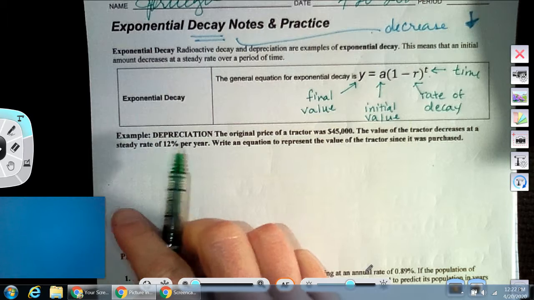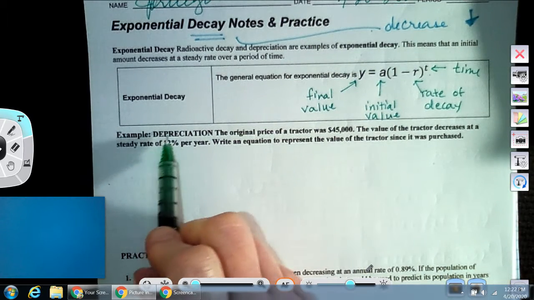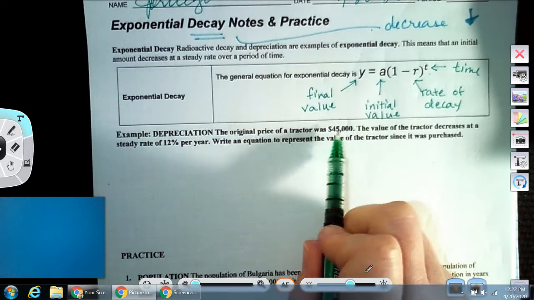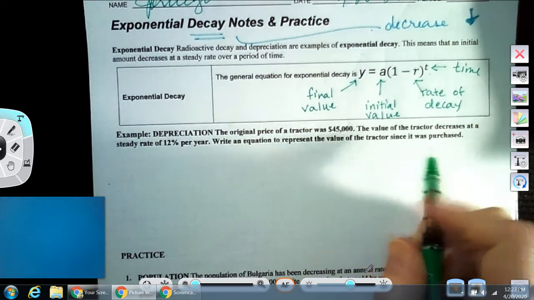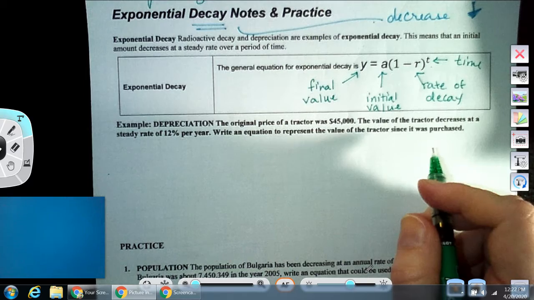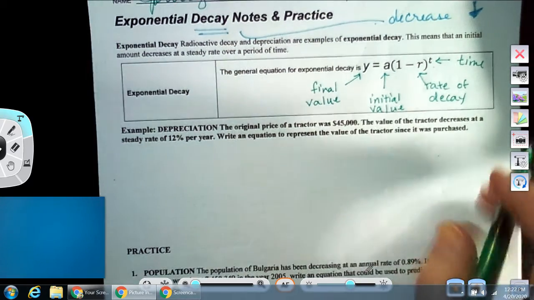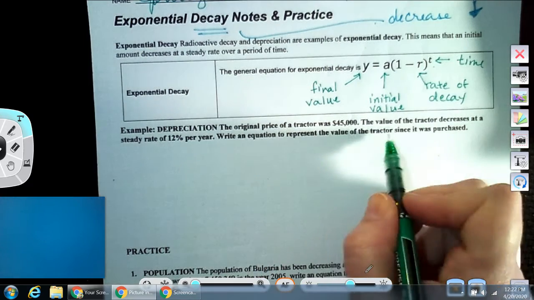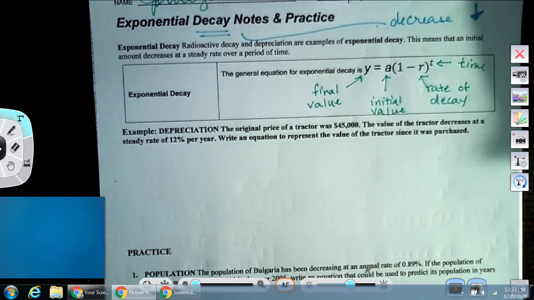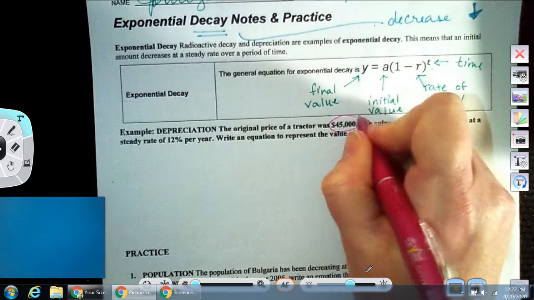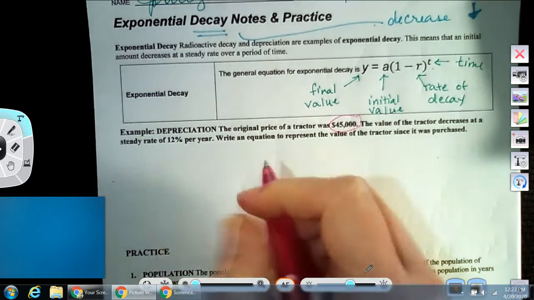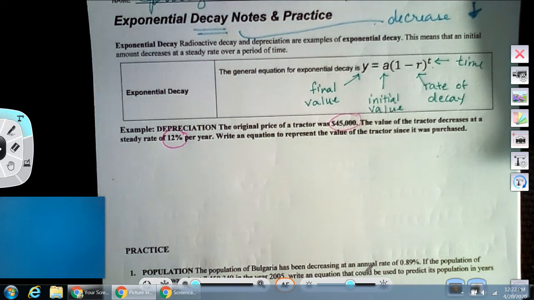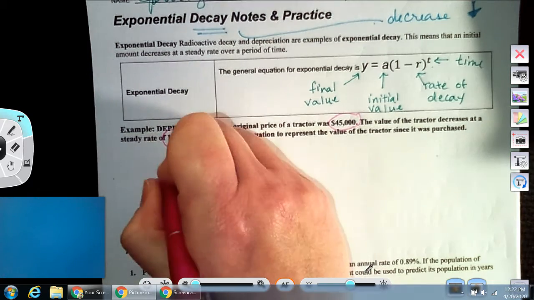So example, depreciation. Depreciation means something's getting smaller. The original price of a tractor was $45,000. The value of the tractor decreases at a steady rate of 12% per year. Write an equation to represent the value of the tractor since it was purchased. So we have 2 numbers. We have the initial value of the tractor when the farmer bought it, and then we have the rate at which it is decreasing. Okay, so 12%.